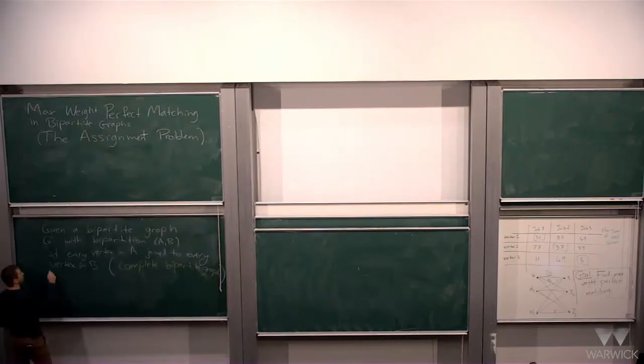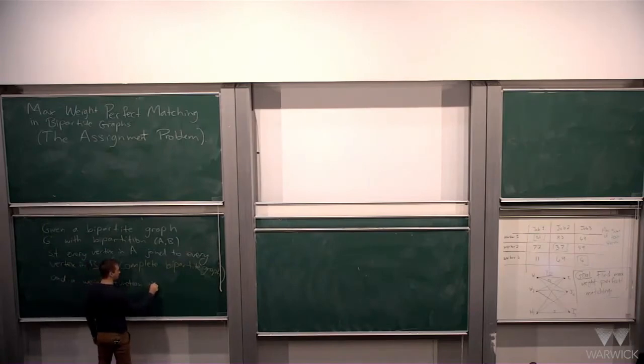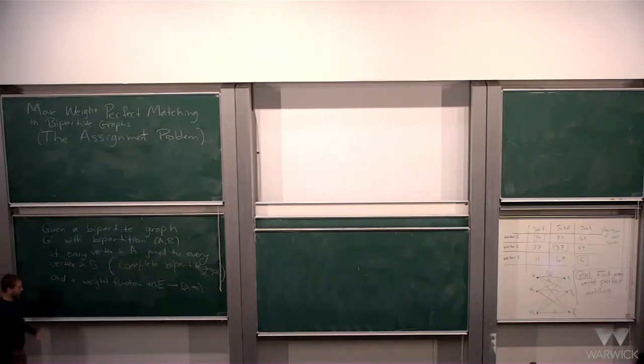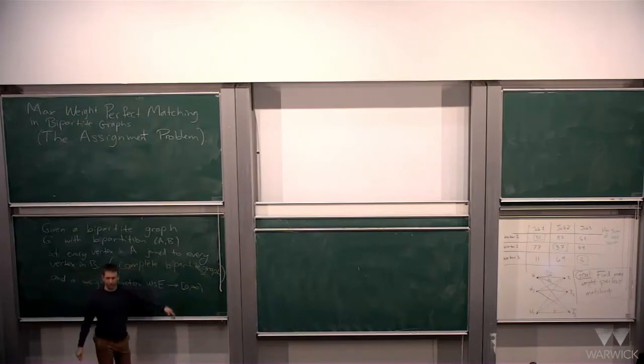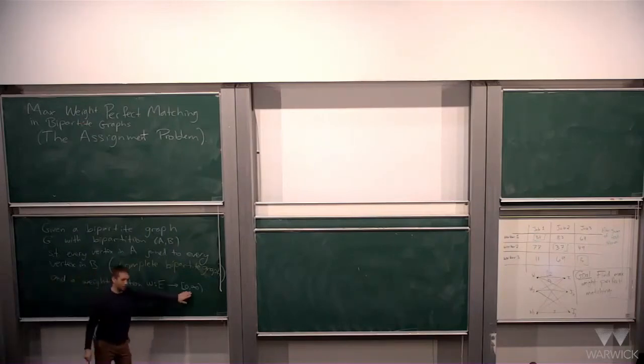And a weight function W on the edges of the graph. So W maps E to non-negative real numbers. I guess we'll always assume we're mapping to non-negative numbers, right? Otherwise, it'd be pretty bad to be negatively good at your job, right? So we'll assume that the worst you can be is really bad.